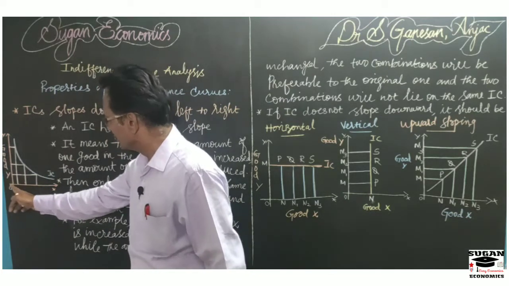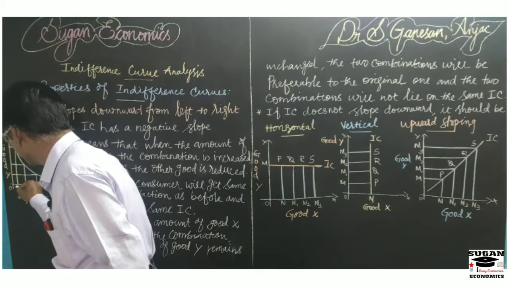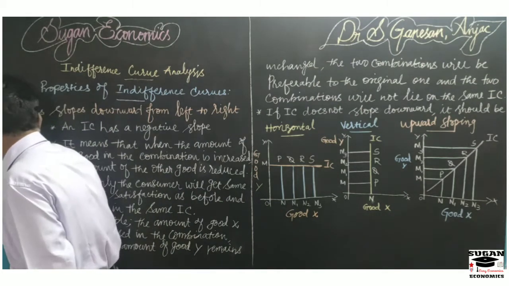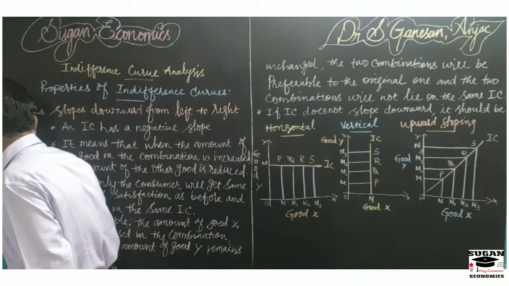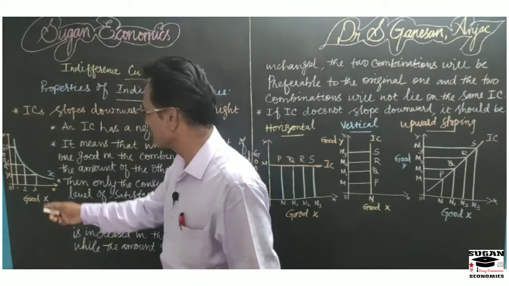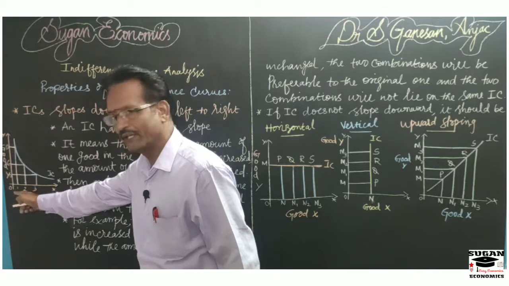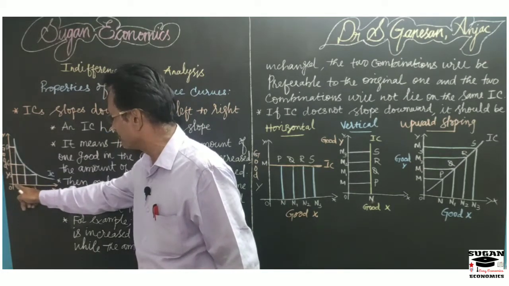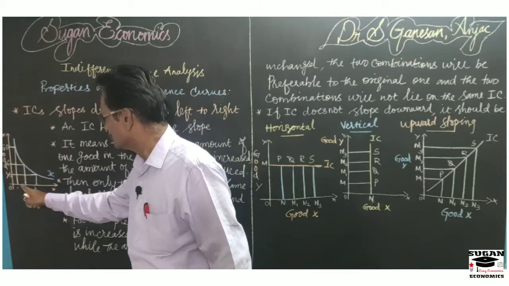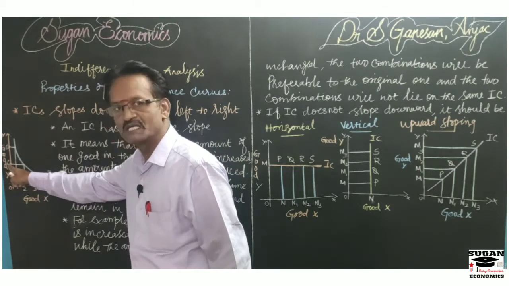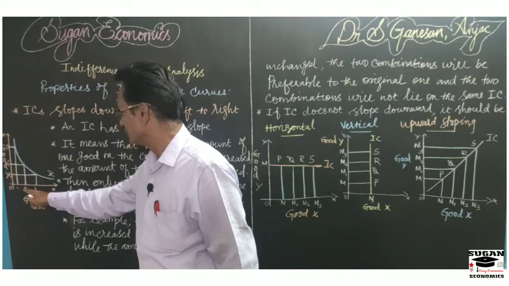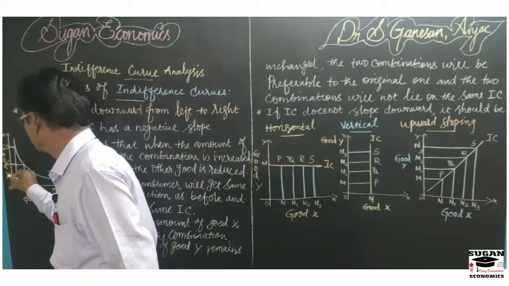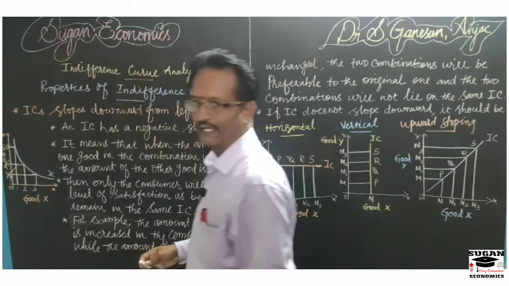For example, take the first combination. In the first combination there is 1 unit of commodity X, then 2, 3, and here you take 12, 8, 3. So in the first combination, 1 unit of commodity X and 12 units of commodity Y, in the second combination 2 units of commodity X and 8 units of commodity Y, and in the third combination 3 units of commodity X and 5 units of commodity Y.